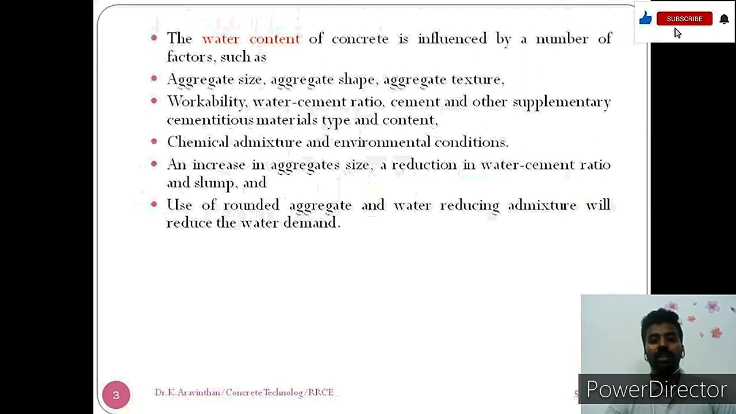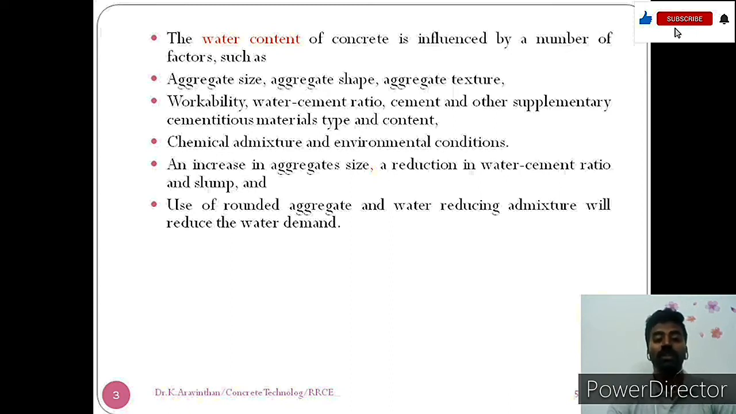Also, if we are taking a certain water content, there are many factors which influence it. They are the aggregate size, shape and texture. For these 3, the code suggests a guideline to add or reduce the water according to the size, shape and texture, and also workability, water cement ratio, and supplementary cementitious material type and content. So these are the things which influence the water content.